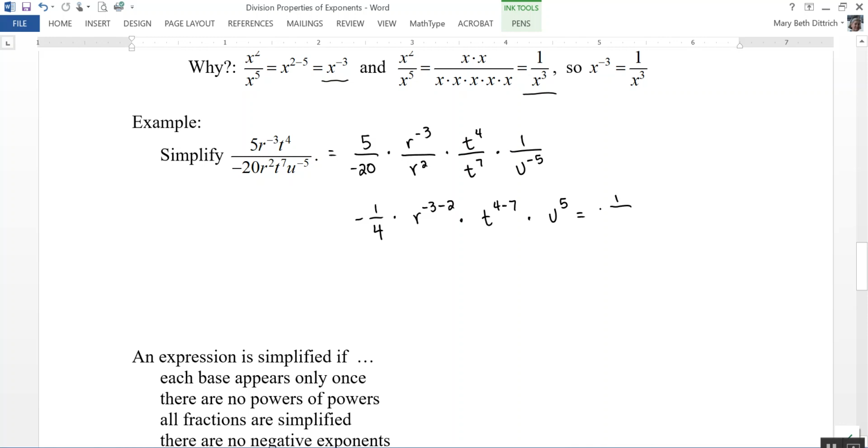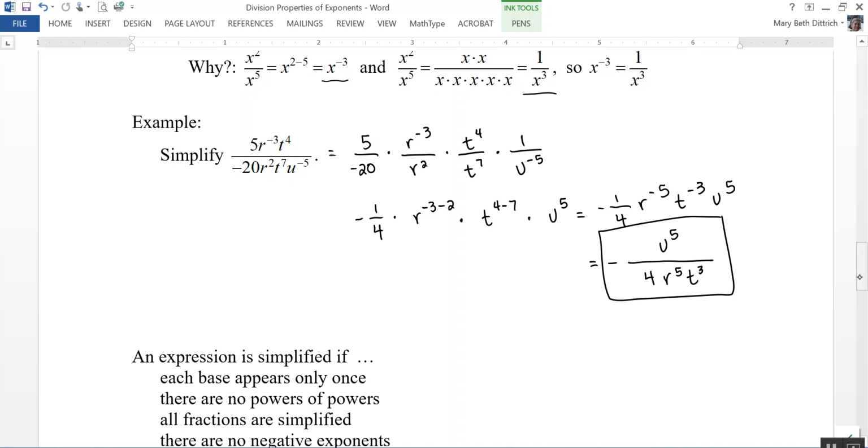So that's going to turn into a negative 1/4 r to the negative 5th t to the negative 3rd u to the 5th. Now I need to take anything that's a negative exponent, any power that's raised to a negative exponent, make that exponent positive, put it in the denominator. So what am I going to have here? I'm going to put my negative out front. I've already got a 4 in the denominator for my 1/4. That's going to give me an r to the positive 5th in the denominator, t to the positive 3rd in the denominator, and this one is positive, so that stays u to the 5th on top.